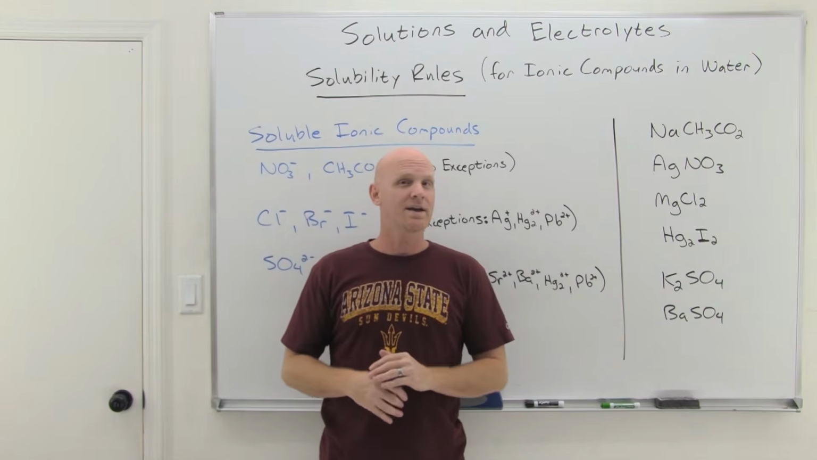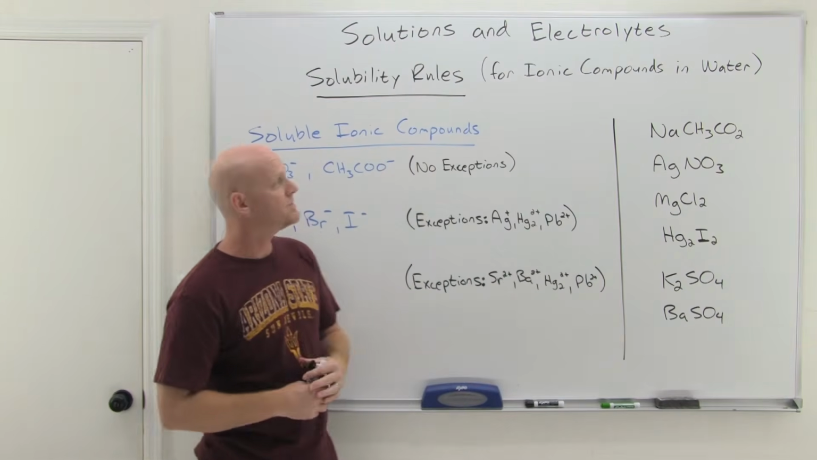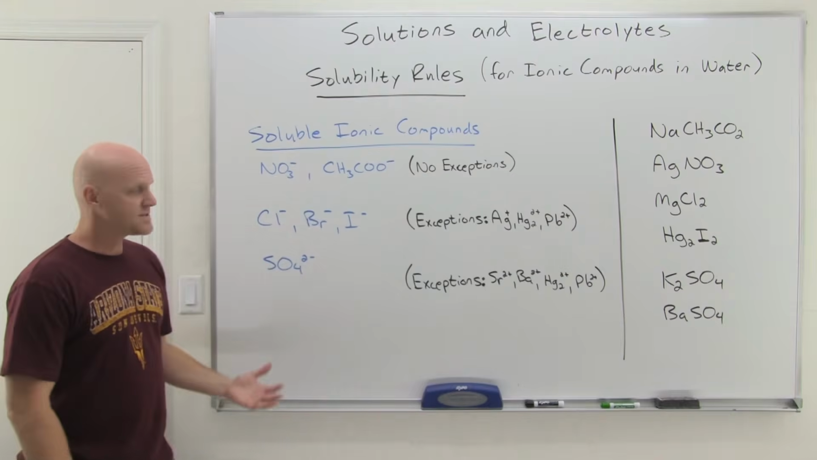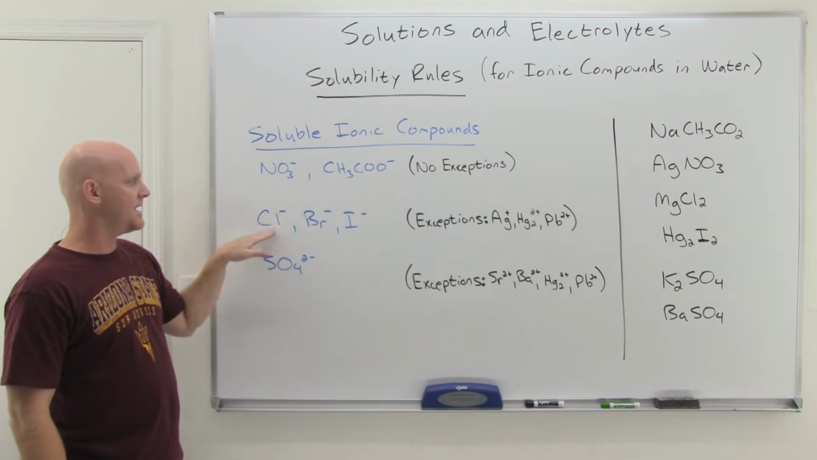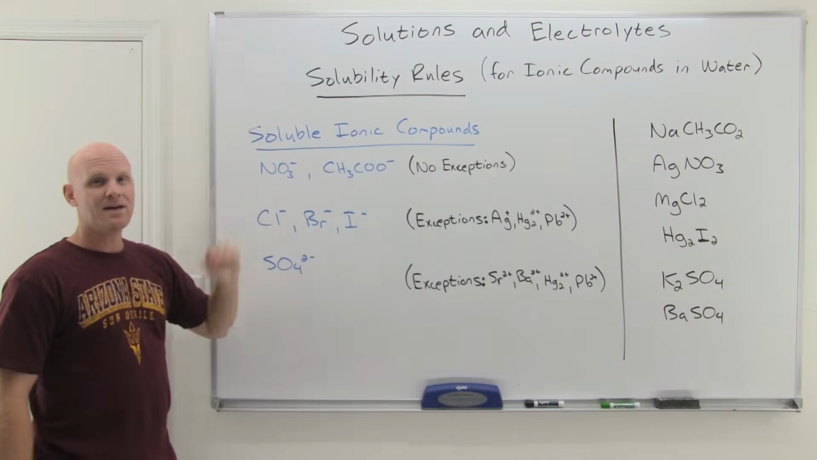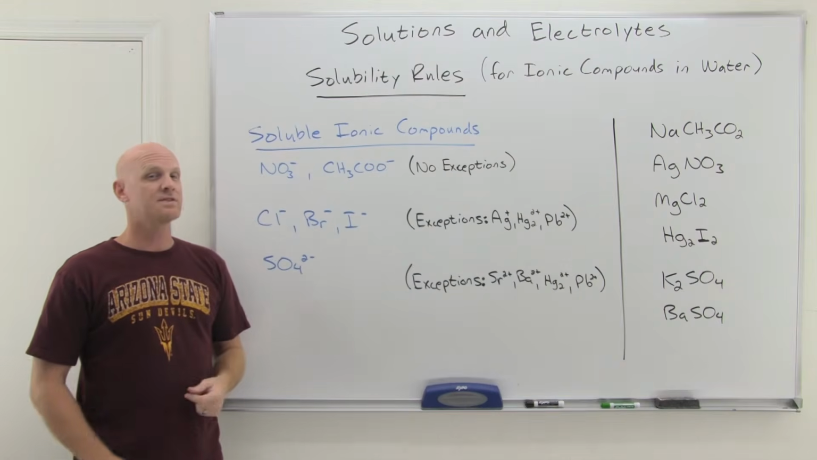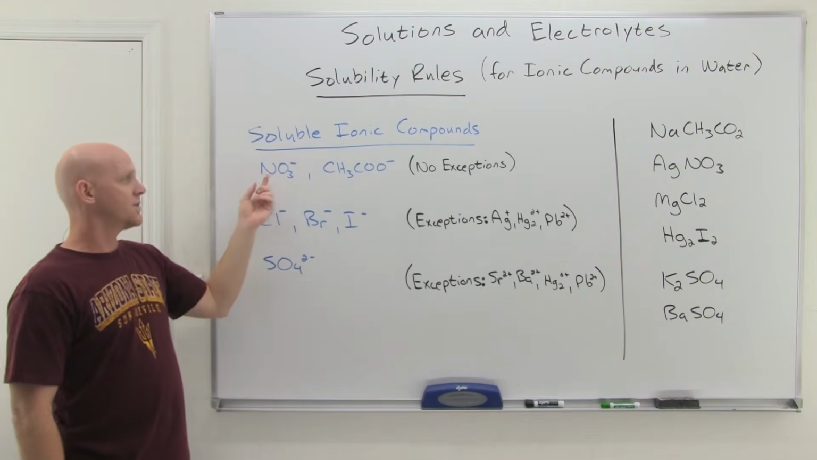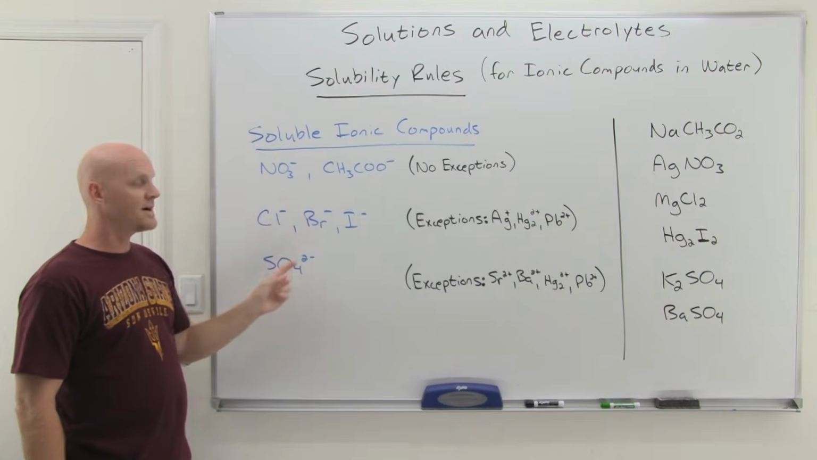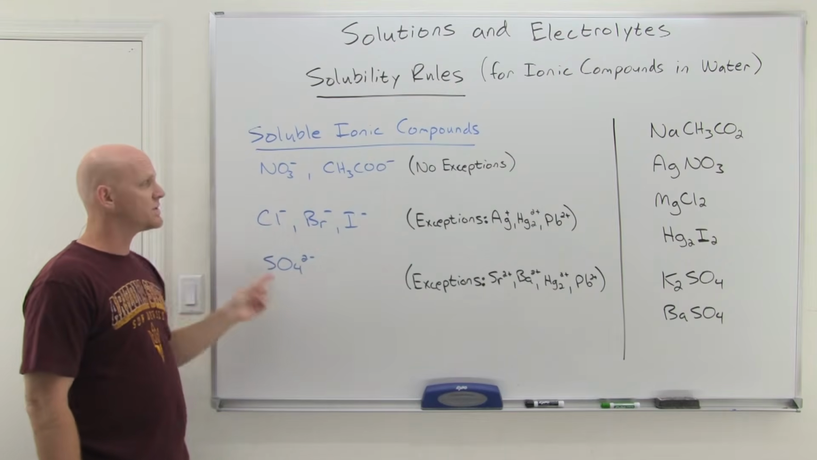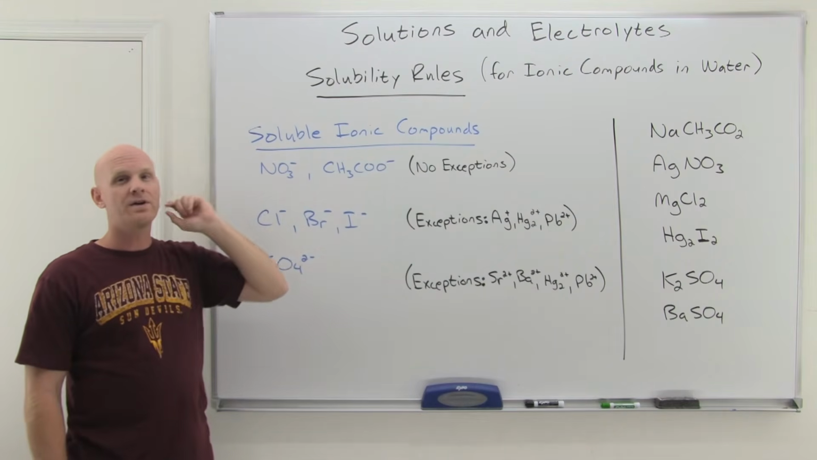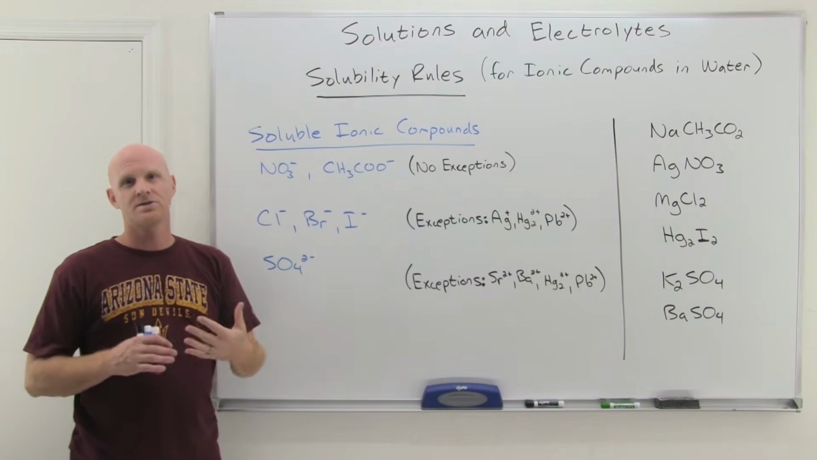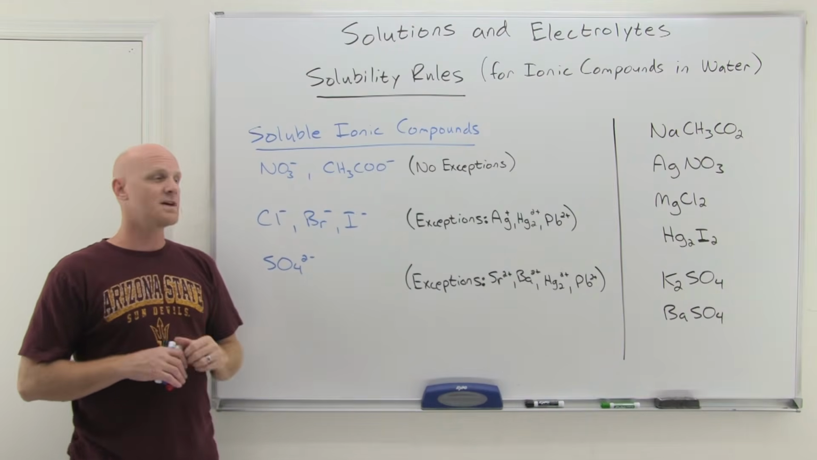And you've got to be able to recognize them using some solubility rules. We're going to start and classify this based on the anions. By looking at the anions, you can get an idea of whether or not something is going to be soluble. It turns out nitrate, acetate, chloride, bromide, iodide, and sulfate: if you're a salt with one of these ions, you are in all likelihood going to be soluble. But there are some exceptions for some of these.